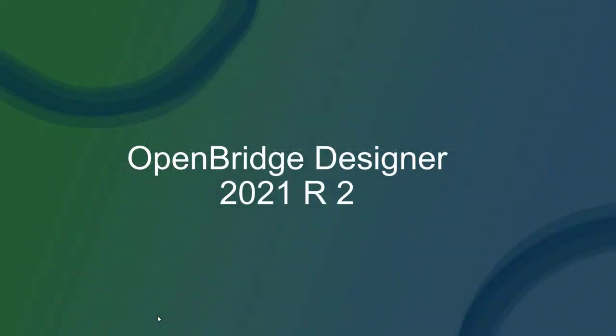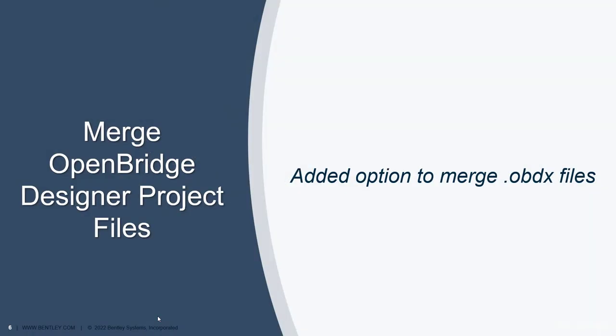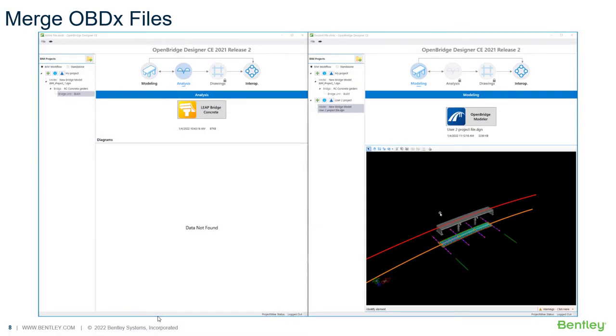Well, what's included in OpenBridge Designer 2021 Release 2? We have included the option to merge OpenBridge Designer project files. We understand that the OBDX files are individual files in which each engineer will store their information. But then at the end of the project, we wanted to consolidate it into a single file, just to have the entire project in one single OBDX file. Now, this is possible with the option of merge.